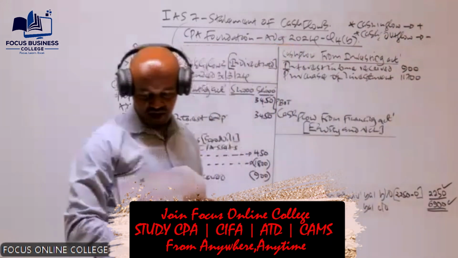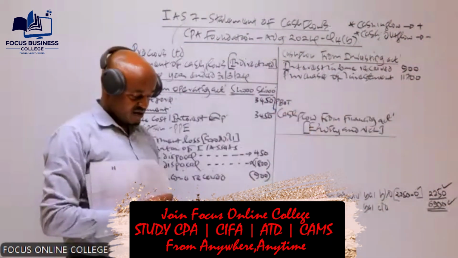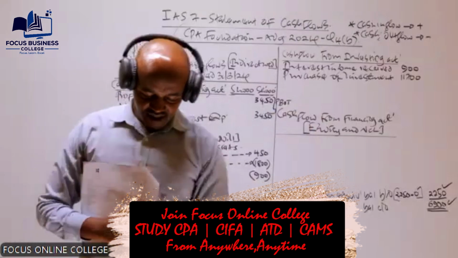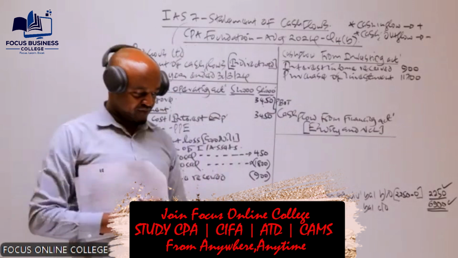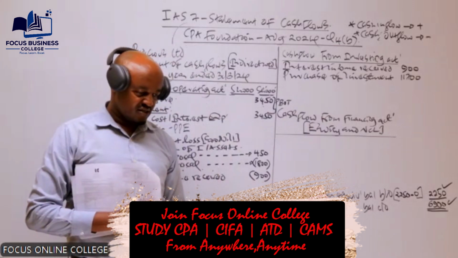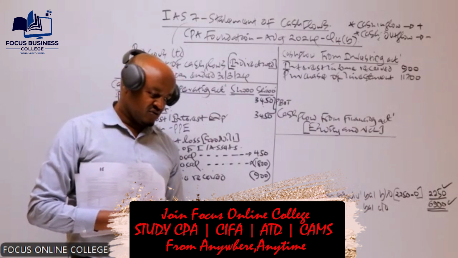So now who can tell us this particular amount here? Once the company purchased an investment, is that an inflow? That particular amount there, is it an inflow or outflow? The company purchased an asset. Is that an inflow or basically an outflow?